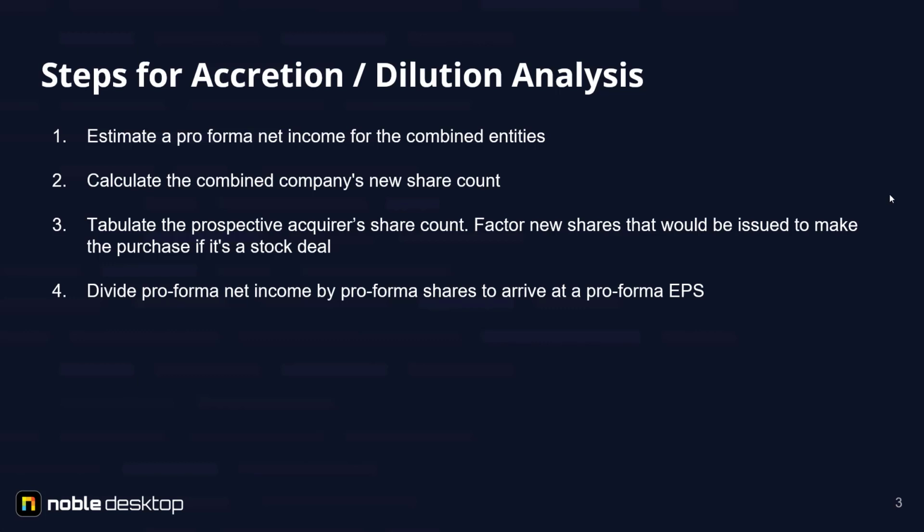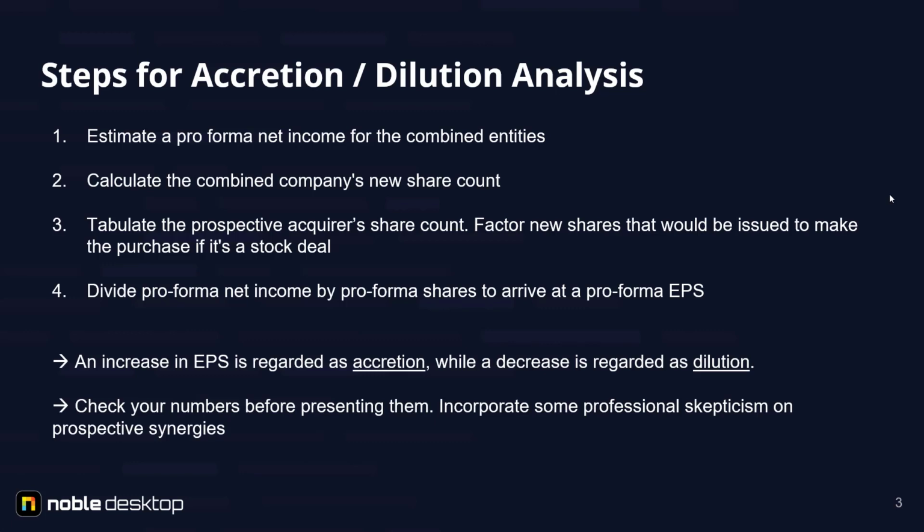And last but not least, divide pro forma net income by pro forma shares to arrive at a pro forma EPS. And then you can calculate EPS accretion and dilution. An increase in EPS is regarded as accretion, while a decrease is regarded as dilution. You need to check your numbers before presenting them to the managers. You need to incorporate some professional skepticism on prospective synergies.